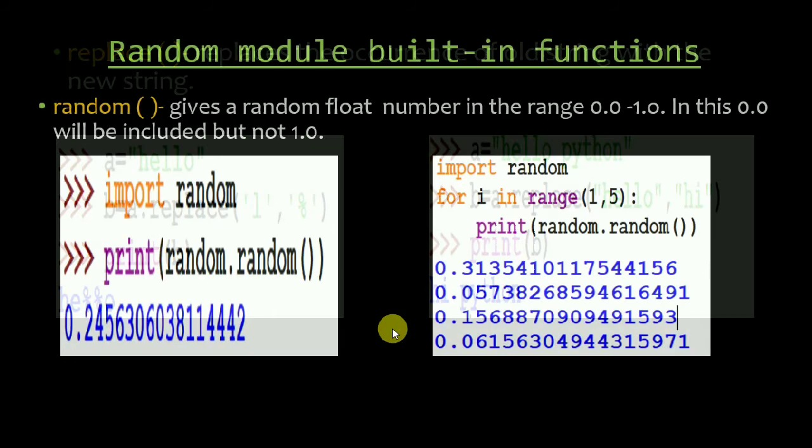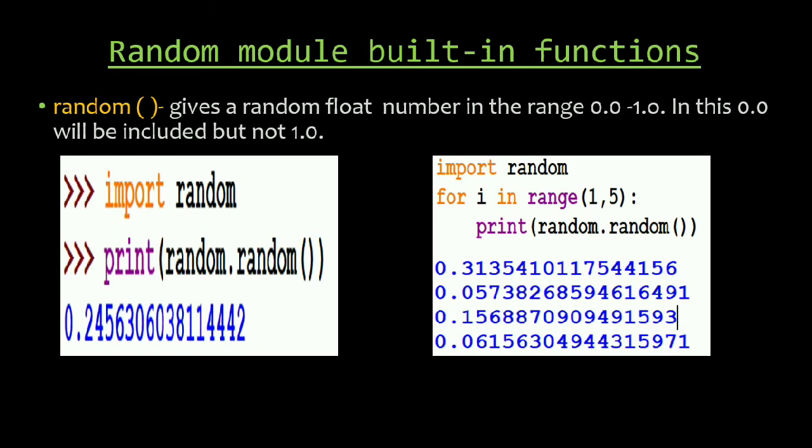Clear? Next we have the built-in functions of the random module. The random module is imported to give random numbers, and see, both names are the same: the module has the name random and the function name is also random. So just take care of this, and whenever we have to use the random function, we need to import random and then use it. What does it give you? It gives a random floating point number in the range 0.0 to 1.0. In this range, 0.0, the lower limit, will be included, but 1.0 will not be included.